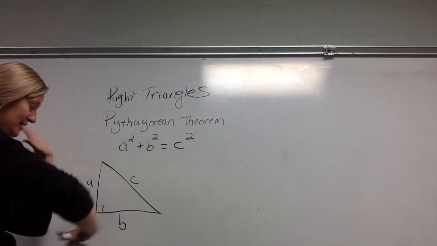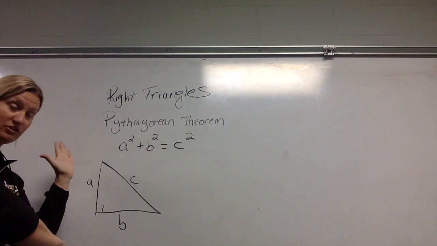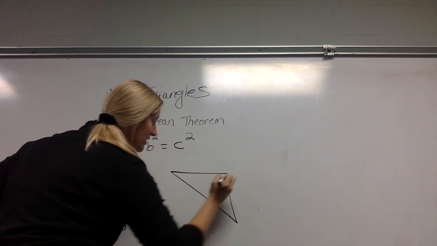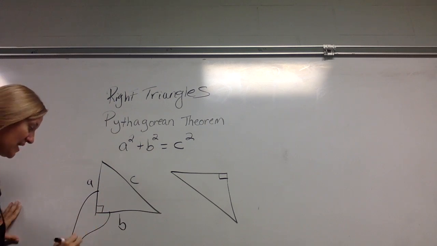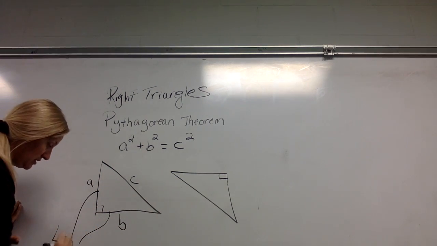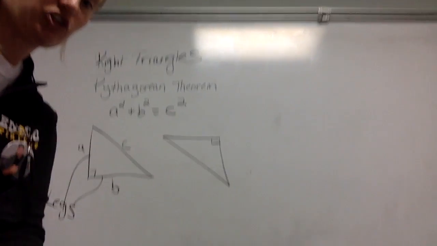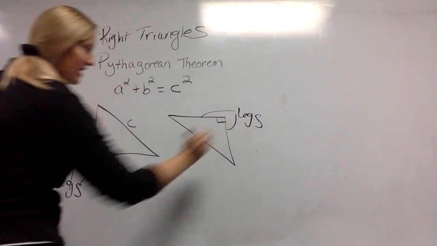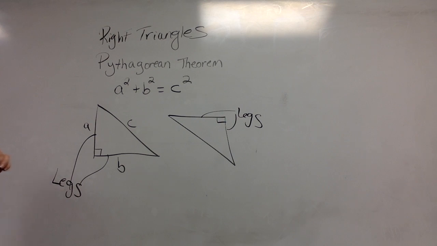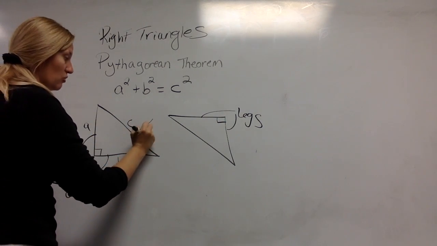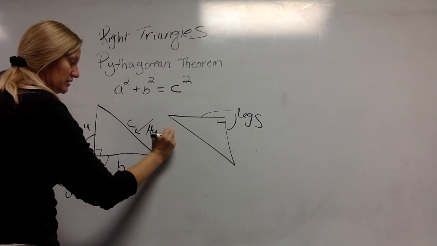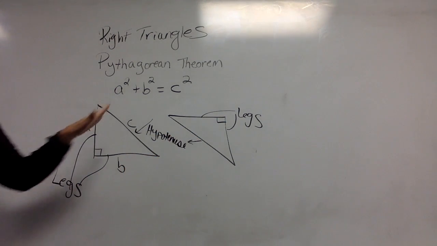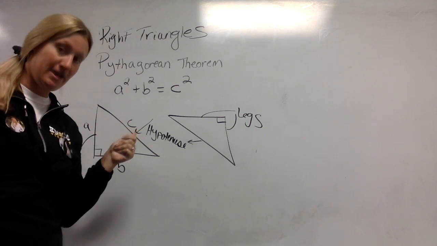The 2 side lengths that make our right angle of our right triangle, and it doesn't matter how that right triangle is drawn, the ones that make the 90-degree angle are called the legs of the triangle. So over here, these would be the legs. That longer side, the C, is always called the hypotenuse. Again, it's a mouthful of a word for a pretty simple concept. The longest side is always called the hypotenuse.